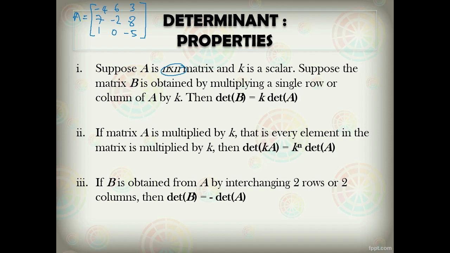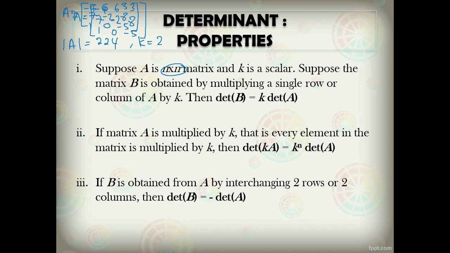To see it clearer, let us take the previous example where you have matrix A equal to [-4, 7, 1; 6, -2, 0; 3, 8, -5]. This is the matrix from the previous slide, where we calculated that the determinant of this matrix is 224. So let us set k equal to 2.